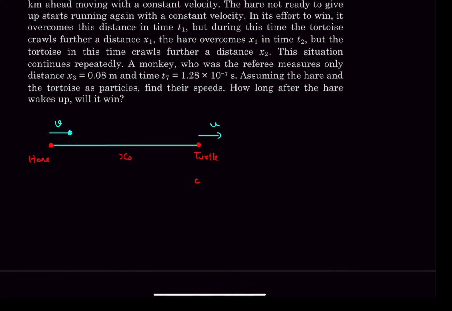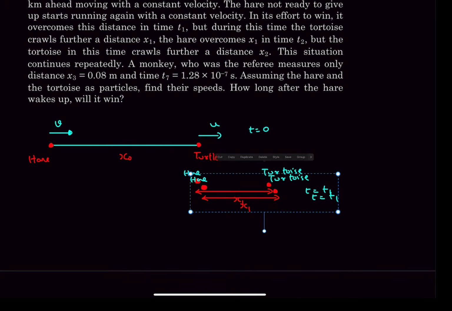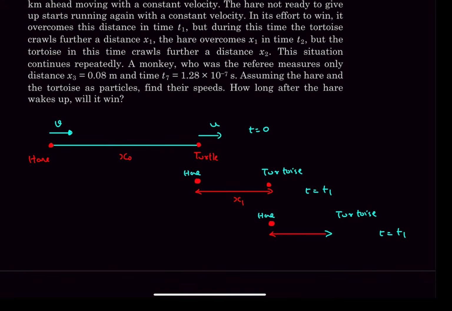So basically in a time of t1, the hare now reaches this point where the turtle was initially, but the turtle itself has crawled a distance of x1. So now this is the situation. So this was the situation at t equal to 0, and this is going to be the situation at t equal to t1. Now again the same pattern continues. The hare overcomes x1 in t2, but the tortoise crawls further a distance of x2. So we are getting an idea. So let's just copy paste this, because the tortoise is slow. So this distance is going to be x2. And this is at time t equal to t2, and the pattern keeps on continuing.